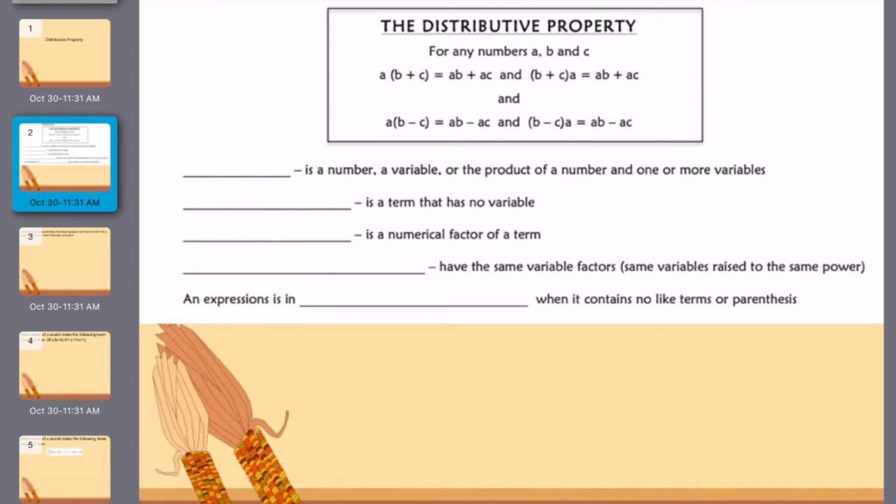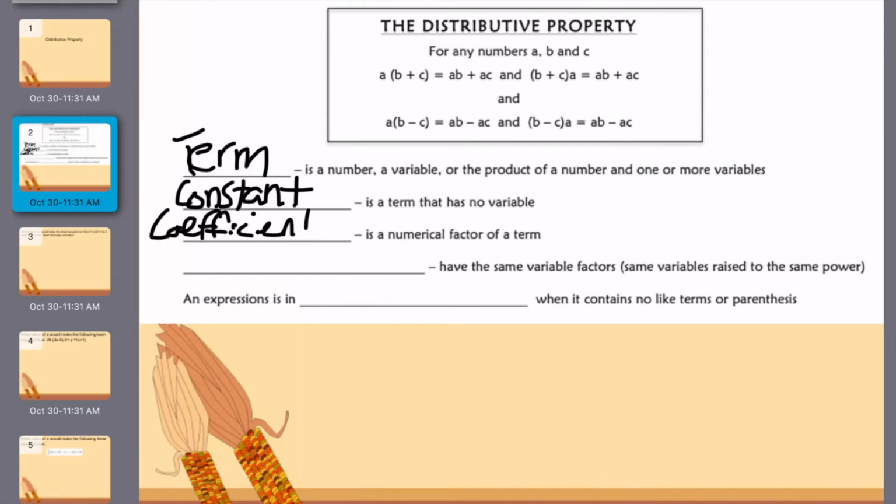It also works for subtraction, but there are a couple different words that we need to know in order to help us out. So first off, a term is a number, variable, or the product of a number and one or more variables. A constant is a term that has no variable. A coefficient is a numerical factor of a term, or the number in front of a term. So for example, in 5x, 5 would be your coefficient.